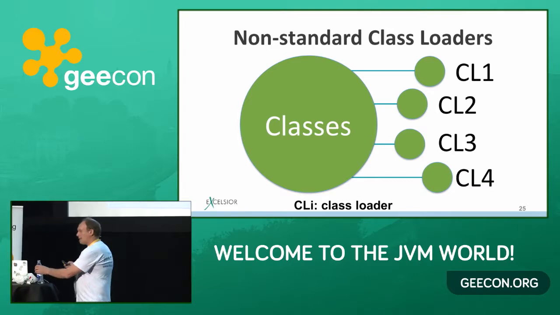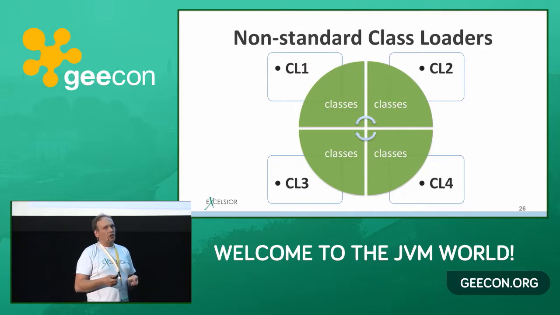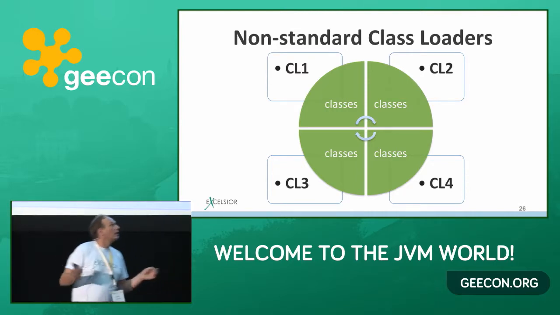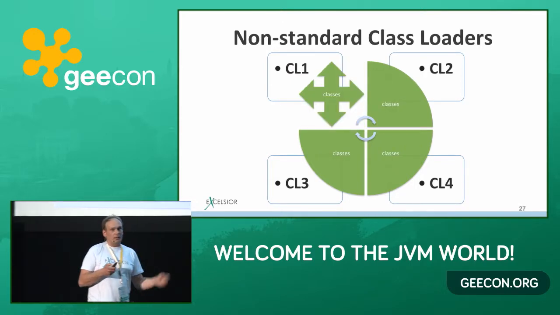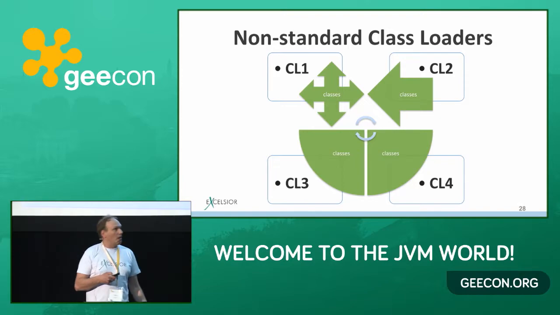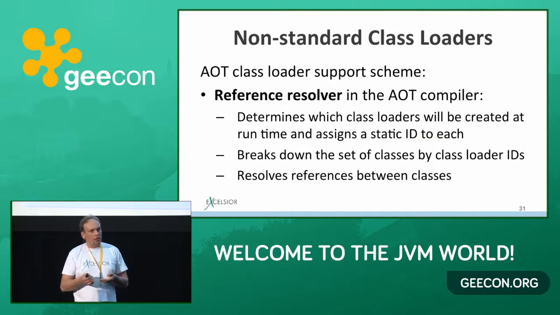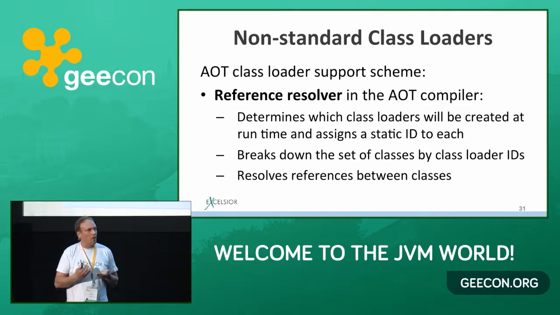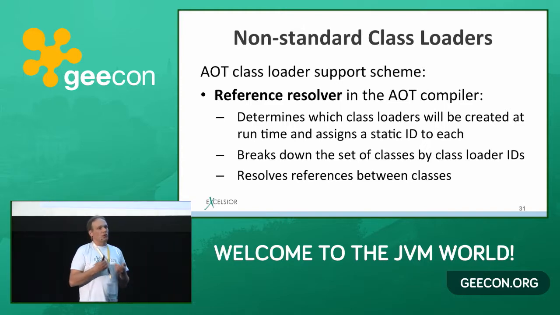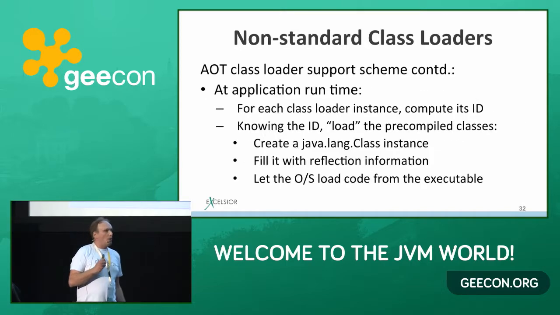And after we named class loaders, we should distribute application classes among the class loaders. And after that, we can resolve references both within each class loader and across class loaders' boundaries. But as you can imagine, compilation is just a half of the battle. We also need to load compiled classes somehow at runtime. How can we do that?